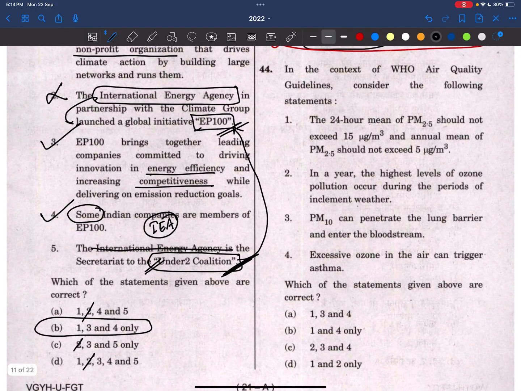Now coming to the 44th question. In the context of WHO air quality guidelines, consider the following statements. Right. 24-hour mean of PM 2.5 should not exceed 15 micrograms per meter square. An annual mean of PM 2.5 should not exceed 5 micrograms per meter square.